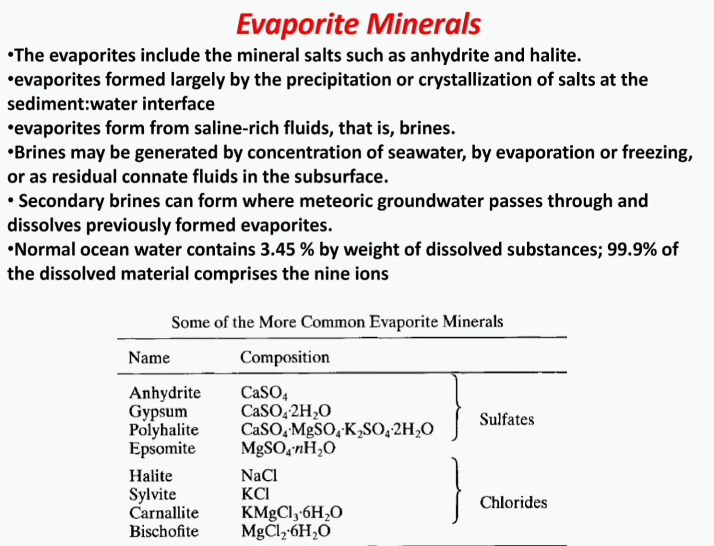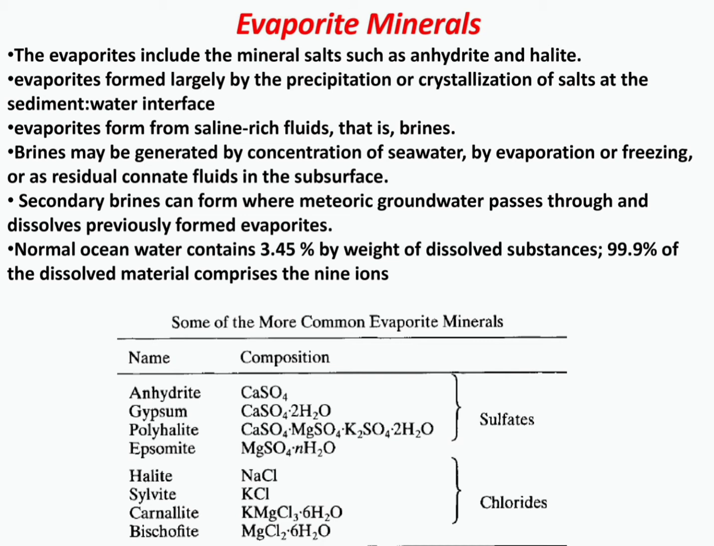Last class we were discussing autochthonous sediment. We have discussed limestone and dolomite, in which condition they form, what are the modes of their origin, and how diagenetic processes work in carbonate rocks and how they affect the porosity. Today we will discuss another type of autochthonous sediment.